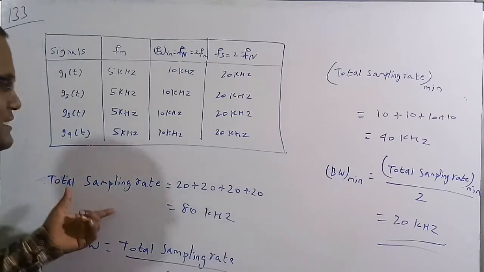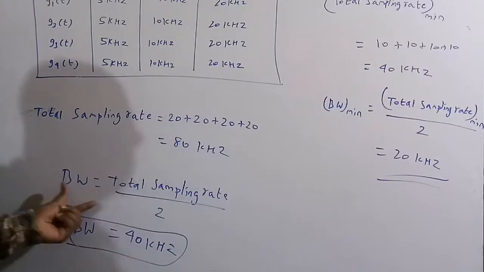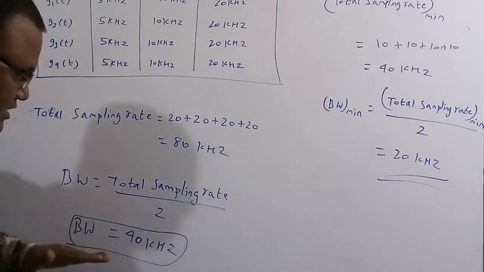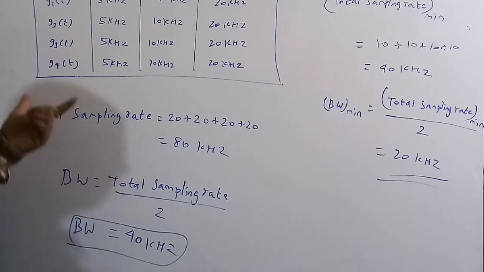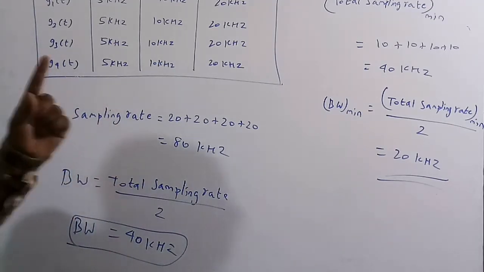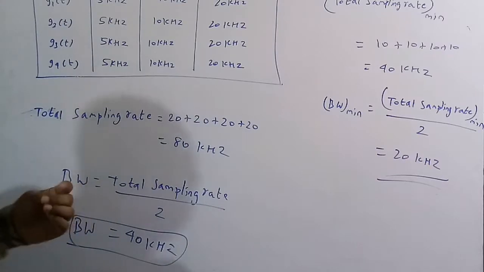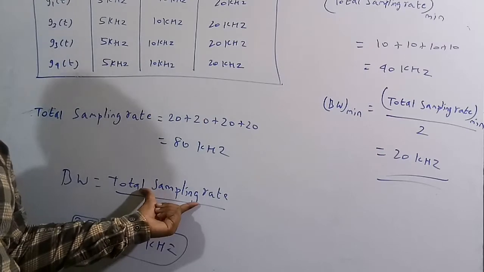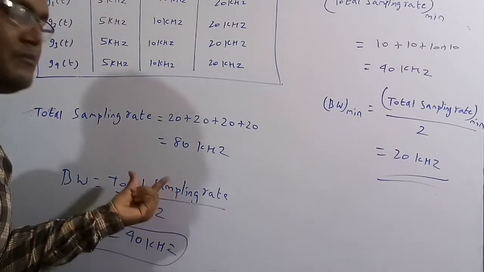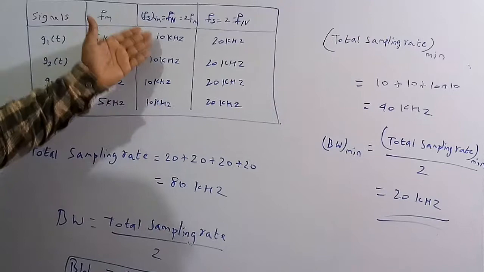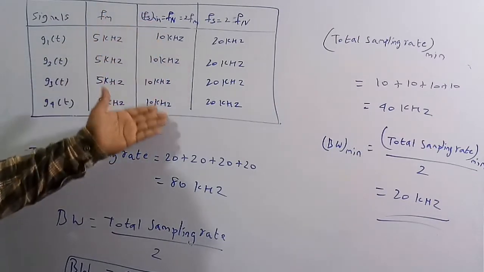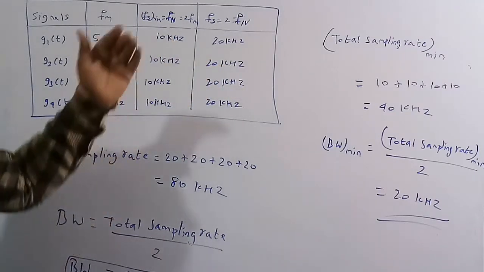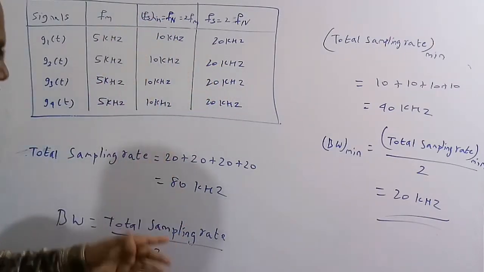Now I want to know the bandwidth. Bandwidth is equal to total sampling rate by 2, so 80 by 2 is 40 kHz. But this is not the minimum bandwidth; this is the bandwidth for this sampling rate. In the question they asked for the minimum bandwidth. To have minimum bandwidth, the total sampling rate should also be minimum, so you have to go for the minimum sampling frequency, the Nyquist frequency itself, not twice the Nyquist frequency. If the question asked for twice the Nyquist frequency, then this would be the answer.